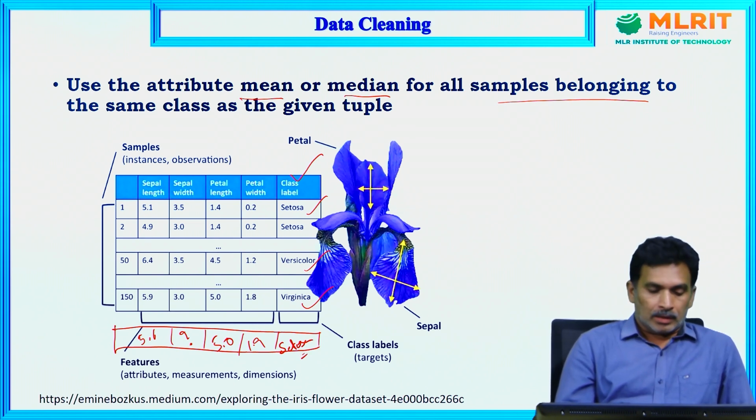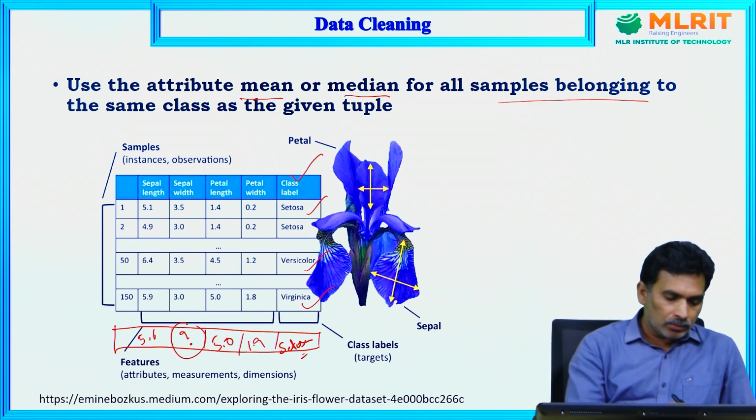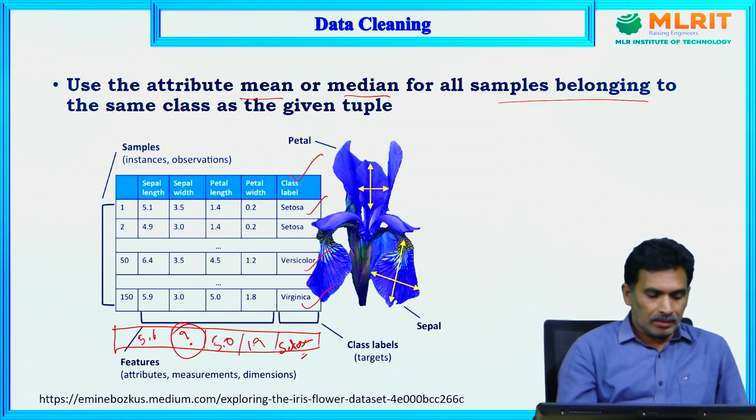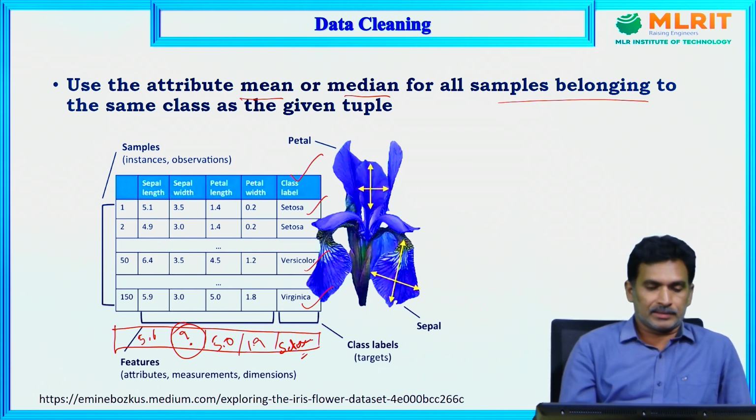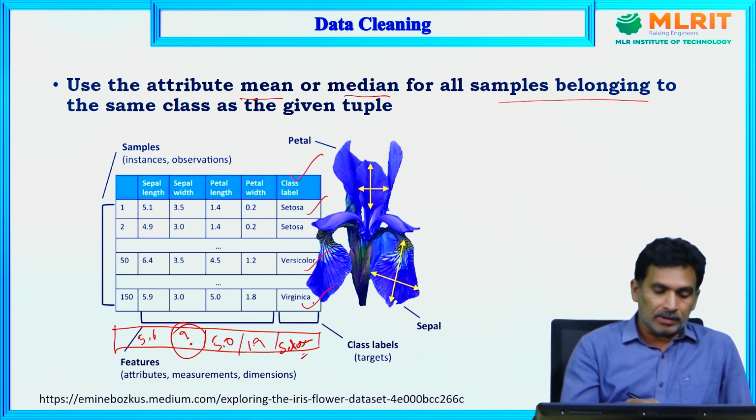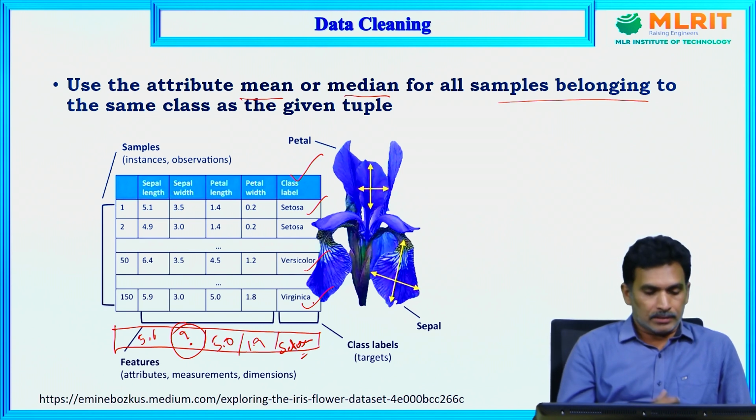In this case, to impute this missing value, we use either the mean or the median of all the samples belonging to the setosa class. That would be more appropriate than randomly assigning some other values which belong to some other class, like virginica and versicolor. Those classes may have a different value range in terms of sepal length, petal width, petal length, etc.